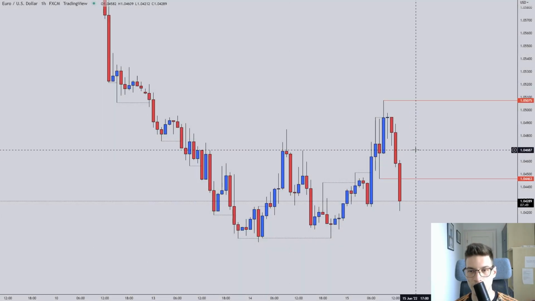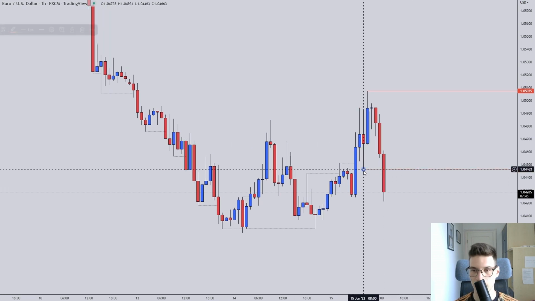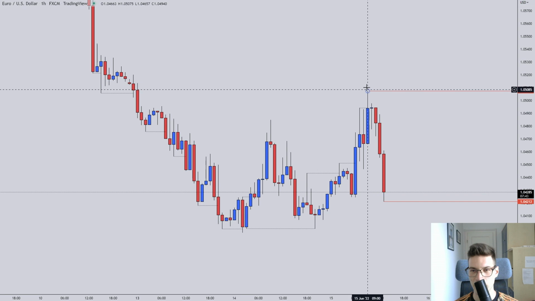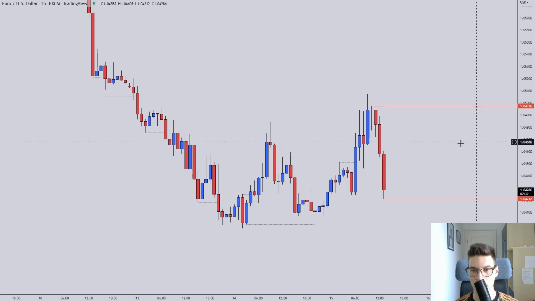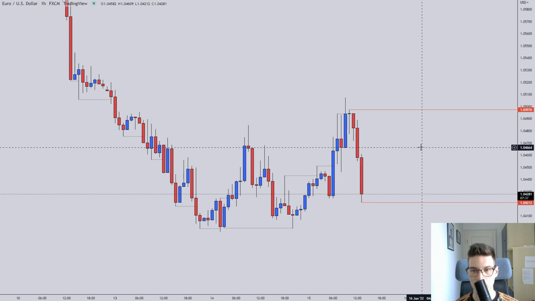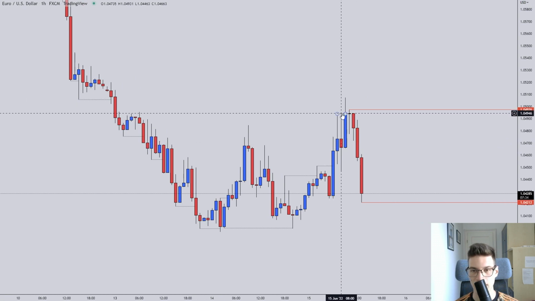So let's take a look at the market. Here we have the euro and US dollar as usual, first one on the list. So let's see what it has been doing, and I have to say this has been very range bound and not giving me any sort of good price action.